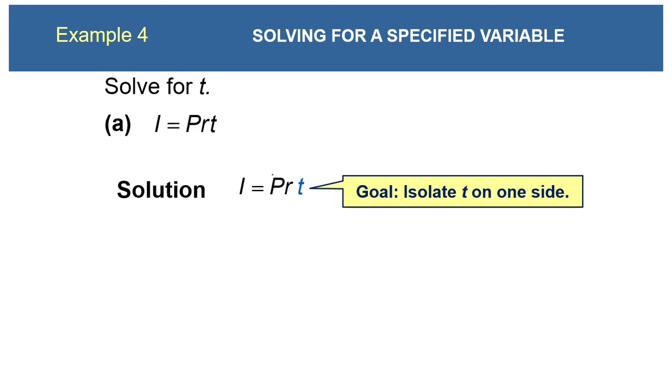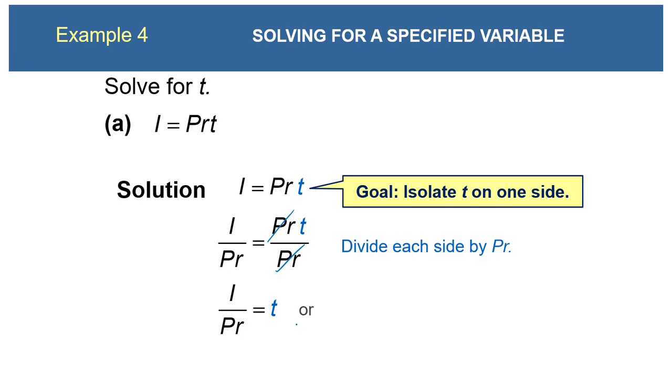So if I were to solve for T in this literal equation, interest equals principal times rate times time, my goal is to isolate the T on one side. So I can start by dividing both sides by PR, and this will simplify the PRs. Now we have I divided by PR equals T, or we can simplify it as T equals I divided by PR, and this is the formula to find the time for simple interest.